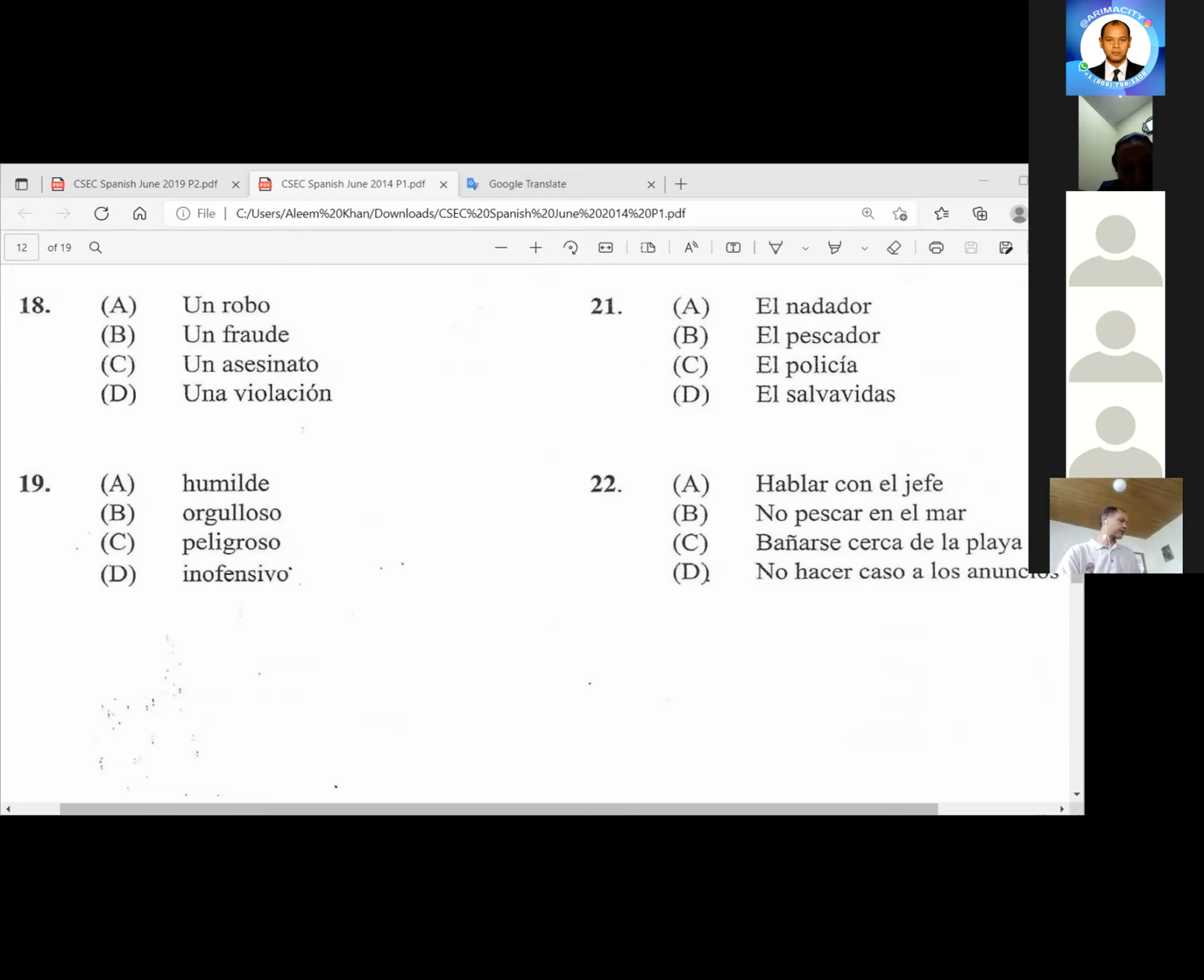An assassination. And the other one would be violate your what? Violence? Una violación is actually a rape. Una violación. Yes. Violación is actually a rape. Okay.